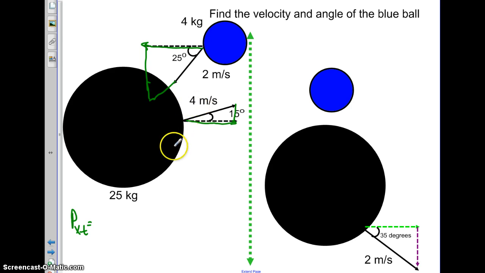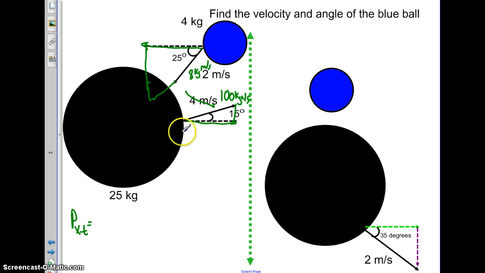You need to change this to a momentum, right? P equals mv. So 25 kilograms times 4 meters per second is 100 kilogram meter per second. So 100 is our hypotenuse. In this other case, our hypotenuse is going to be 4 kilograms times 2 meters per second, so this one's going to be 8 kilogram meter per second.